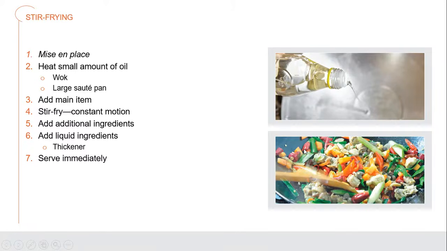Add any additional ingredients, because obviously you want to make sure that any of the softer ingredients are added after the ingredients that are going to take significantly longer, so that everything, by the time it comes to fruition, is cooked together at the same time. And then adding any liquids in after that, and any kind of thickener if you're looking to make a sauce that needs a thickening agent, and then serving it immediately.